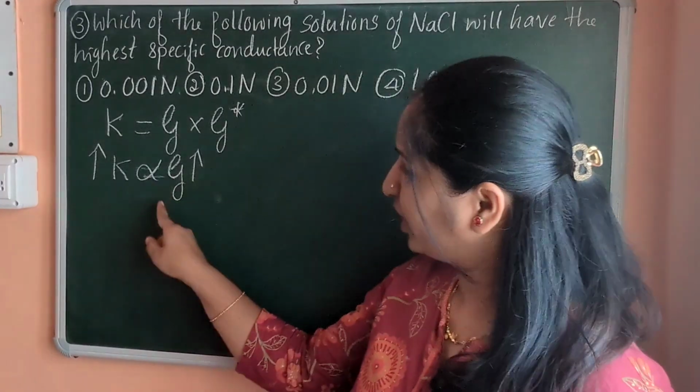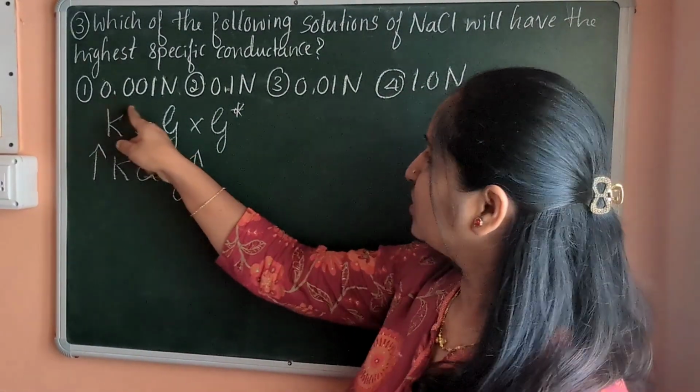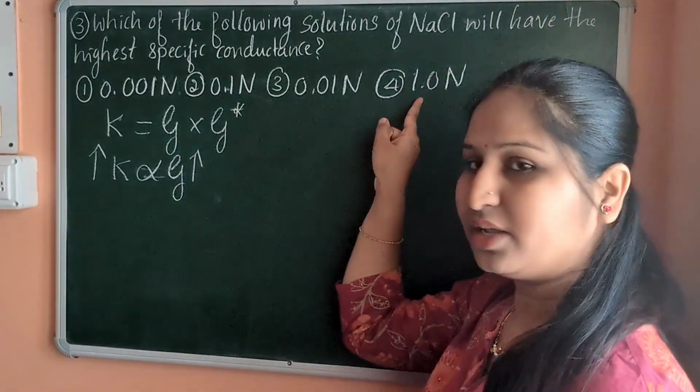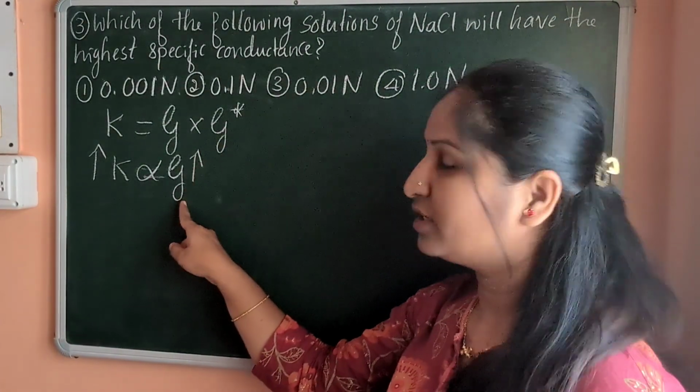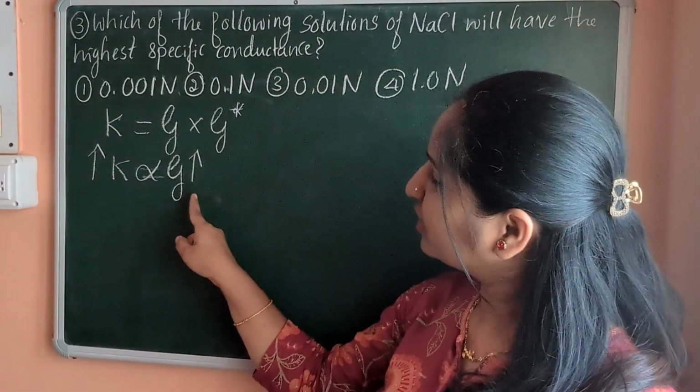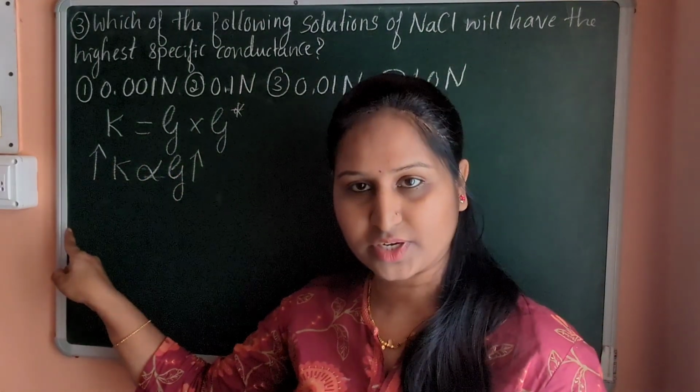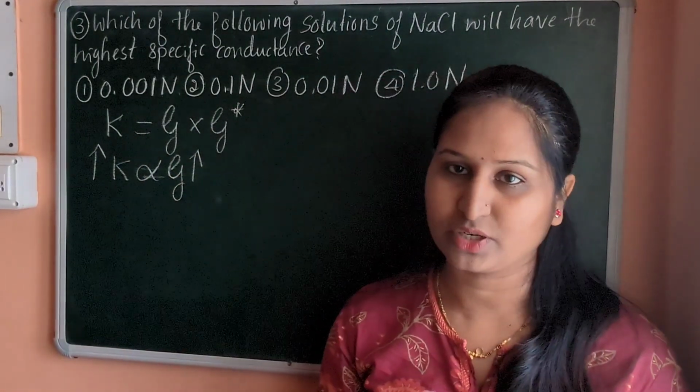Okay. So according to that, with the increase in concentration, one normal solution, the higher the concentration, the higher the conductance value. The higher the conductance value, the higher is the specific conductance value. This is one method to solve.